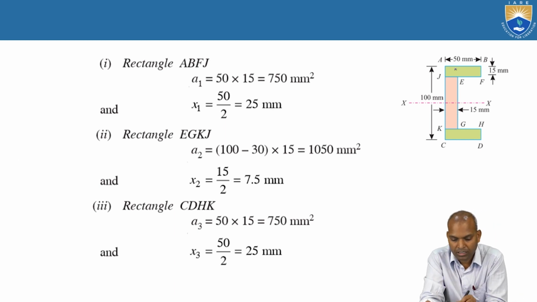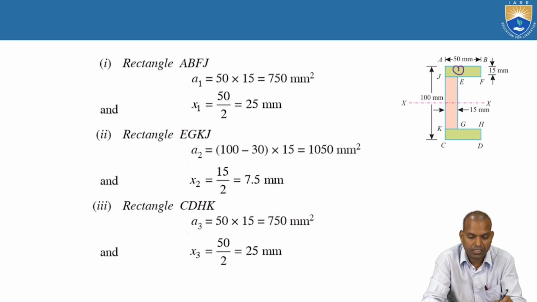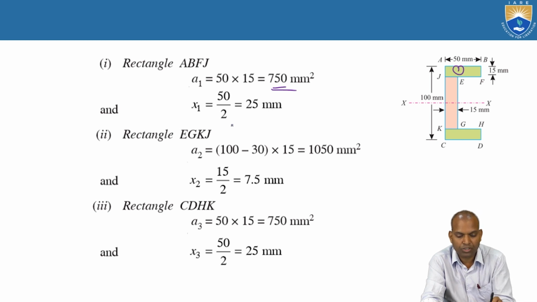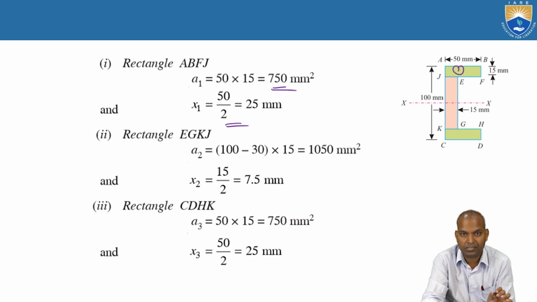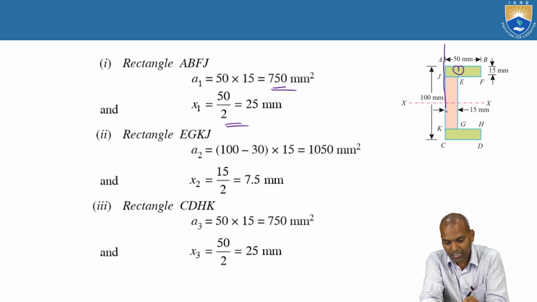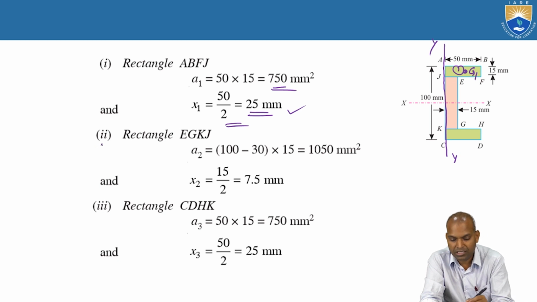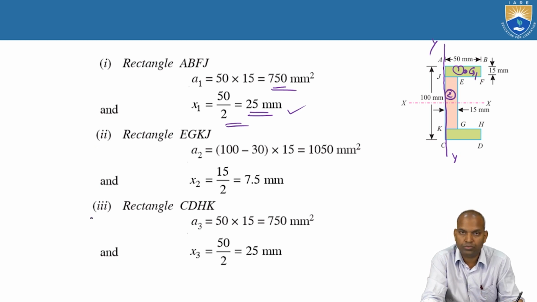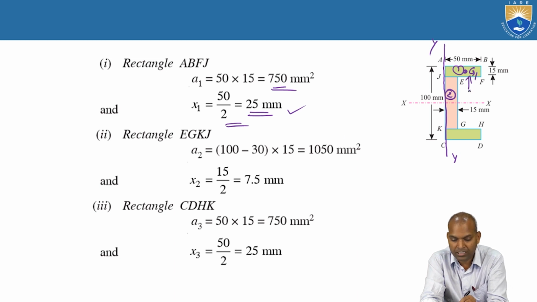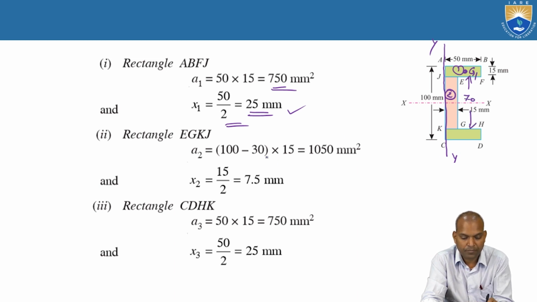Section 1 is considered as ABFJ, that is A1 equal to 50 times 15, that is 750 square millimeters. X1 is the centroidal distance of section 1 from the reference axis. The reference axis is the vertical axis here, don't forget. That is G1, and the G1 distance is 25 millimeters. What about the rectangle, section 2? That is 100 minus 30, the width, that is 70 millimeters. 70 times 15, that is 1050 square millimeters, A2.